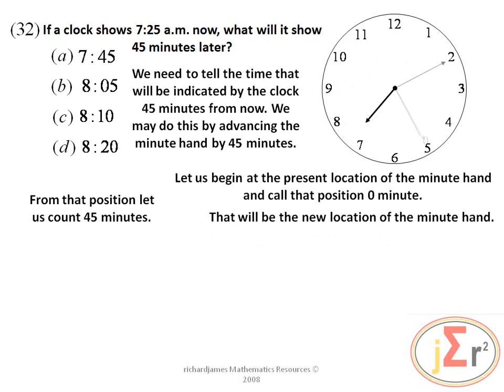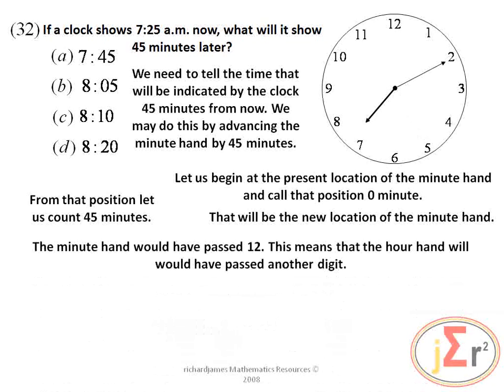So the minute hand will go right there. The minute hand would have passed 12. This means that the hour hand will have passed another digit. So because the minute hand passed 12, the hour hand will need to go beyond another digit. So let us do that. We move it past 8.